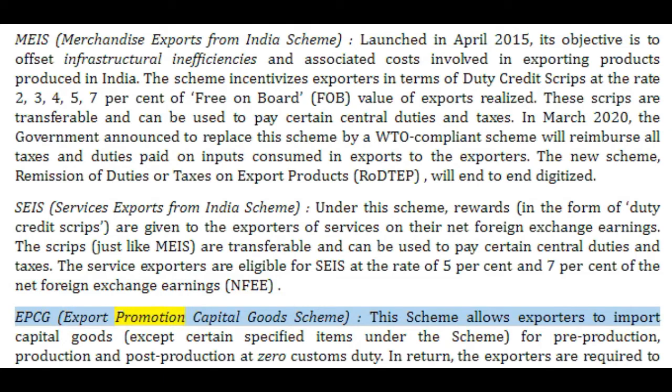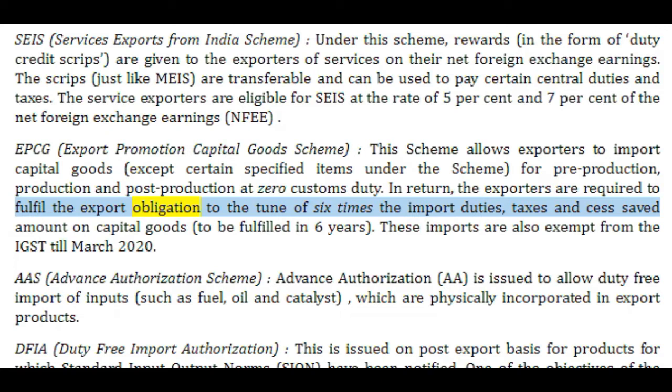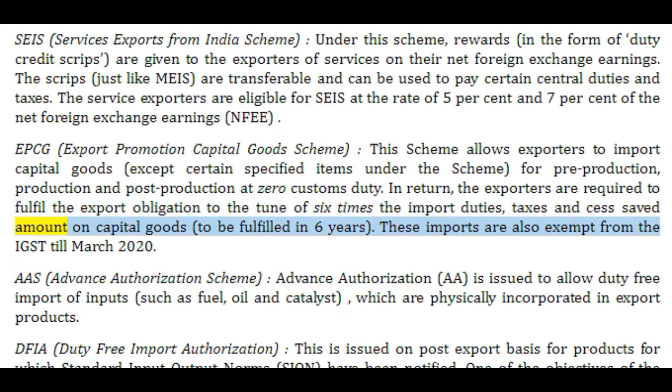EPCG, Export Promotion Capital Goods Scheme. This scheme allows exporters to import capital goods, except certain specified items under the scheme, for pre-production, production and post-production at zero customs duty. In return, the exporters are required to fulfill the export obligation to the tune of 6 times the import duties, taxes and cess saved amount on capital goods, to be fulfilled in 6 years. These imports are also exempt from the IGST till March 2020.